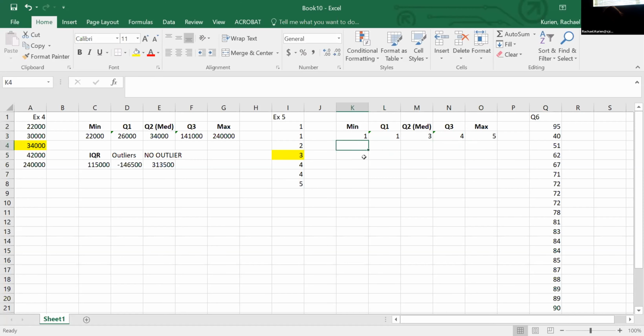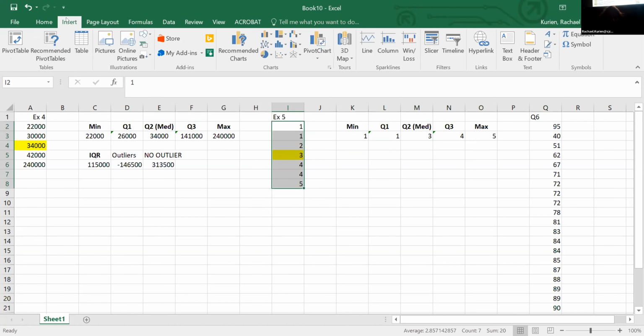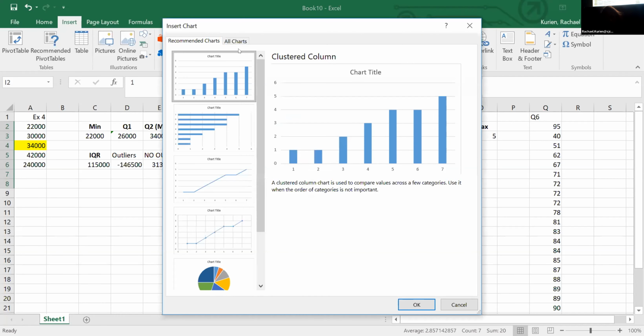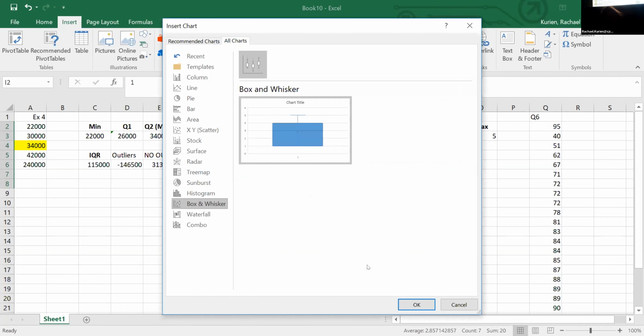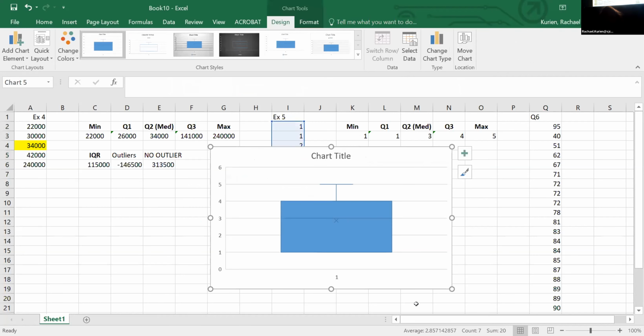So we can make our box and whisker plot or our box plot. So we're going to highlight it. And we're going to go to Insert, hit the little box, and go to All Charts, Box and Whisker. And here you have it. So you have to think about, why doesn't this one have another whisker? Why is it missing it? Well, because our min and our quartile 1 are the same number. So you don't have a whisker because the whisker extends.